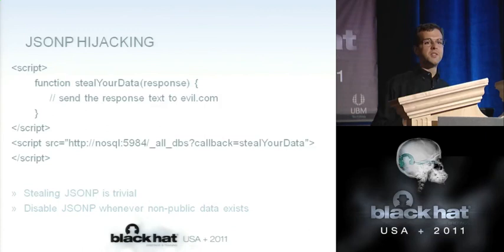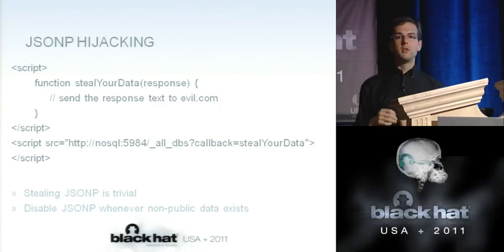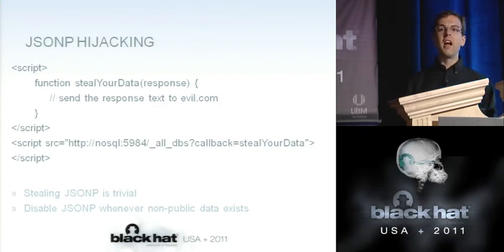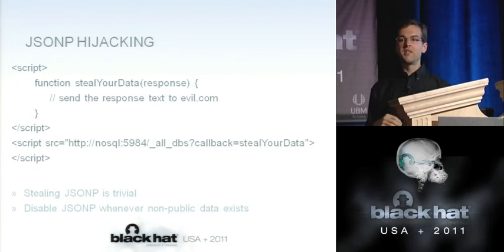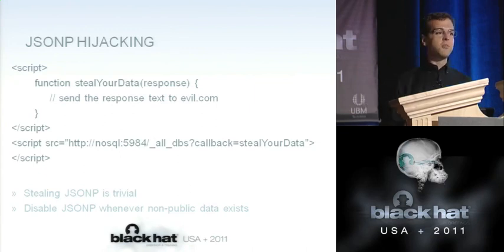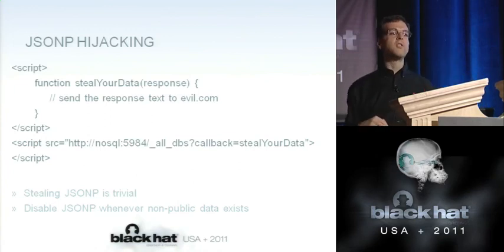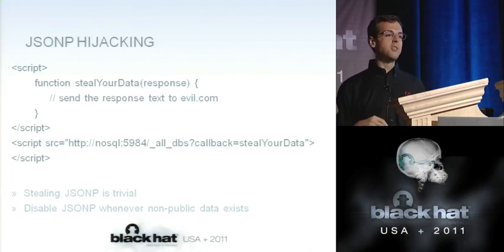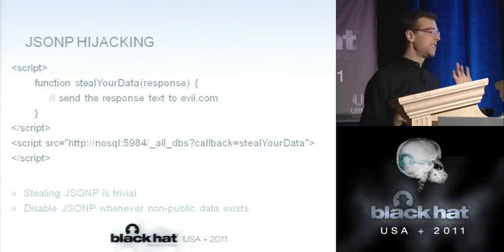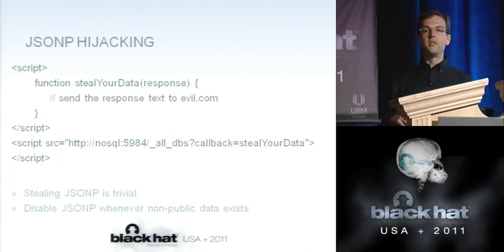There's really no good reason to use JSON-P, period. The whole thing exists as a hack to get around the same origin policy. If you really want to get around the same origin policy, there are much more secure ways of doing that: cross-origin resource sharing, the new HTML5 stuff, cross domains, things like that. So this is a horrible hack. It leaves you open to JSON-P hijacking. I recommend that you totally turn it off anytime you've got any data that you don't want the entire world to be able to read.